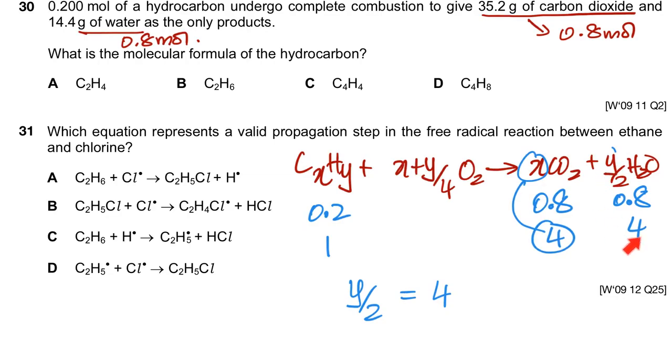Y over 2 is 4. So what is y then? 8. So therefore the answer is Delta. Not C4H4 because it's 4:4. It's C4H8 because x is 4 but y over 2 is 4. So y must be 8. That's the answer. All right? Okay? All right, we'll leave the class here now.